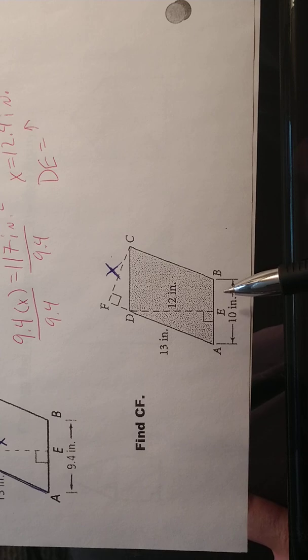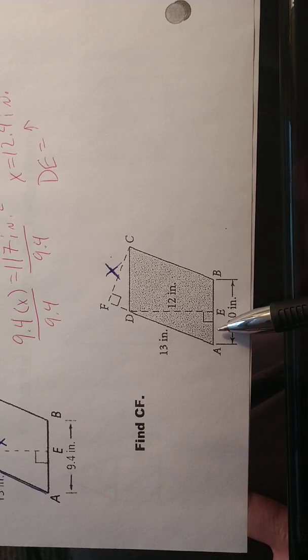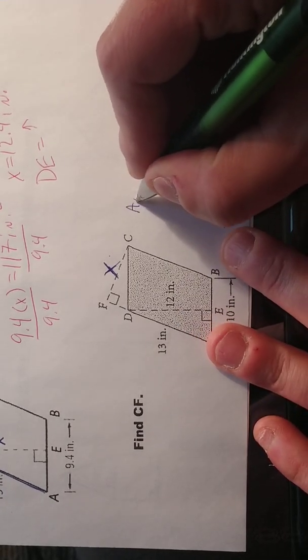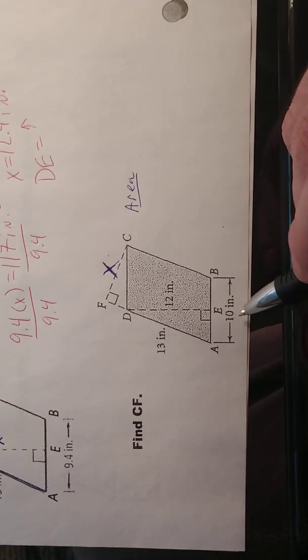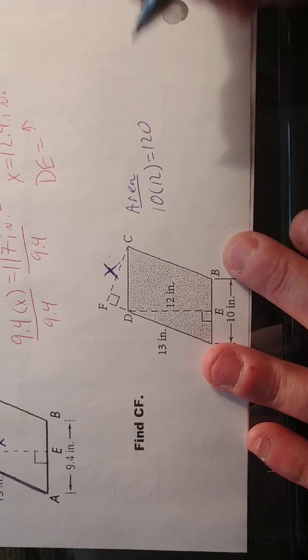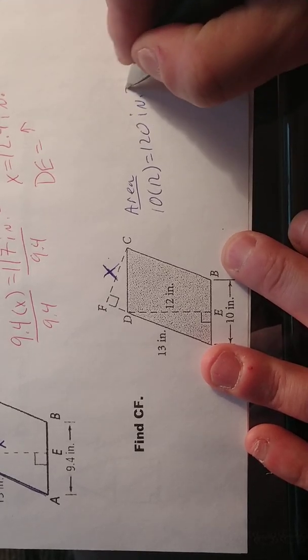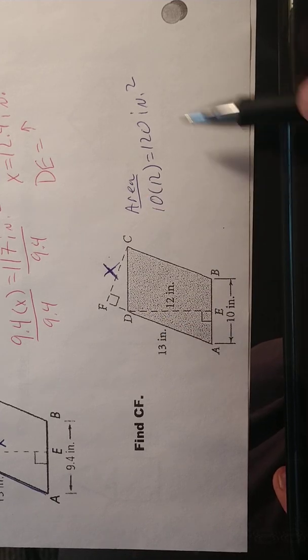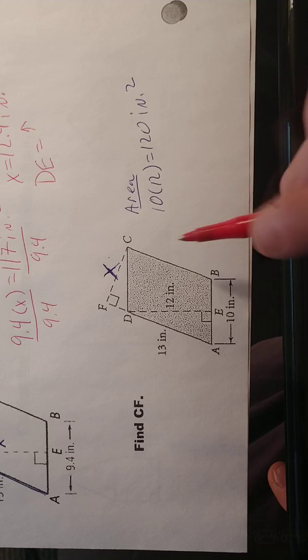Now this is the same idea because we're given an altitude and we're given this base. Okay? So to figure out the area of this parallelogram, I can just go 10 times 12. And I get 120 inches squared. Just like that.